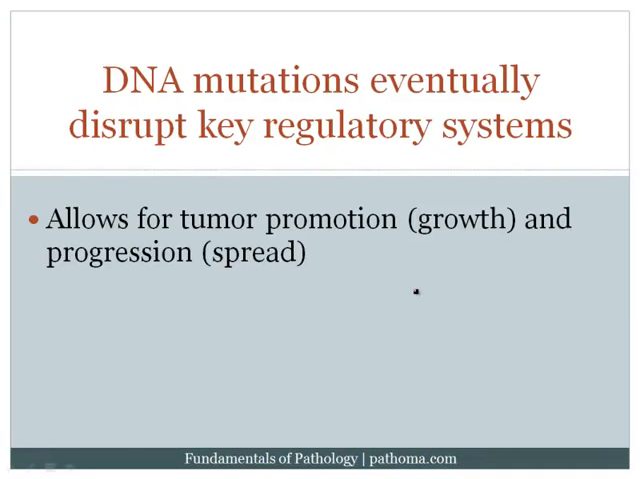Okay, now once you've gotten to the point where you understand that there are multiple carcinogens that can damage DNA, then the next point that you have to understand is that there are particular regulatory systems that when damaged will certainly increase the risk for tumor growth and progression. And so the next discussion that we want to have concerns these key regulatory systems.